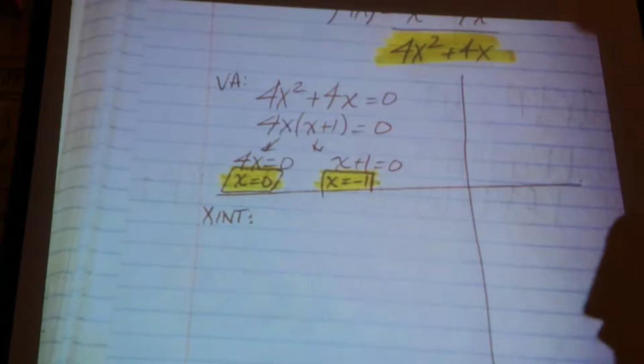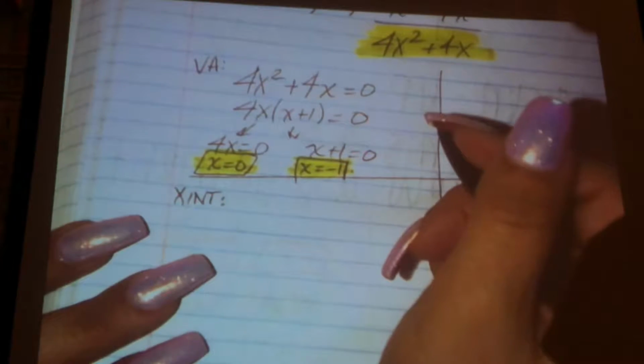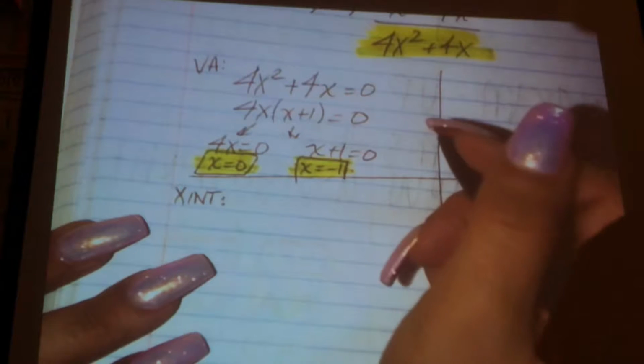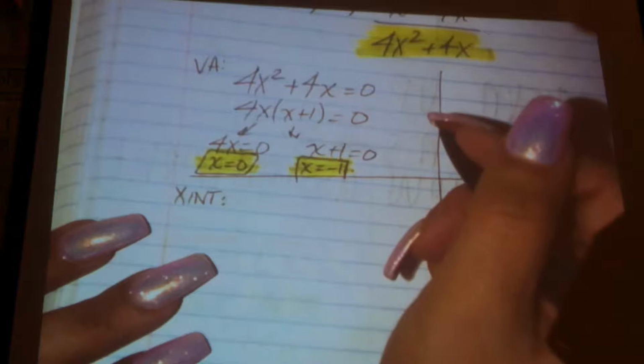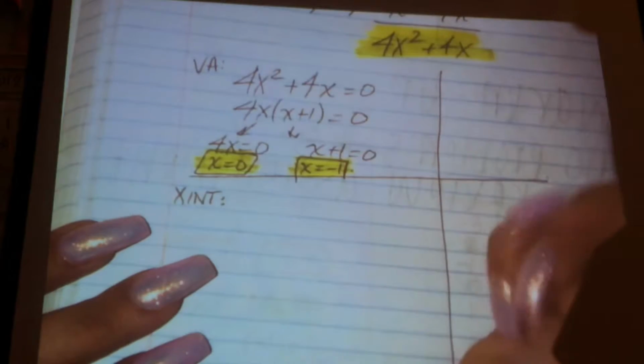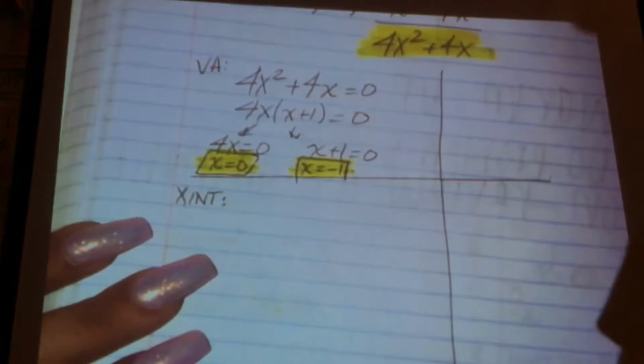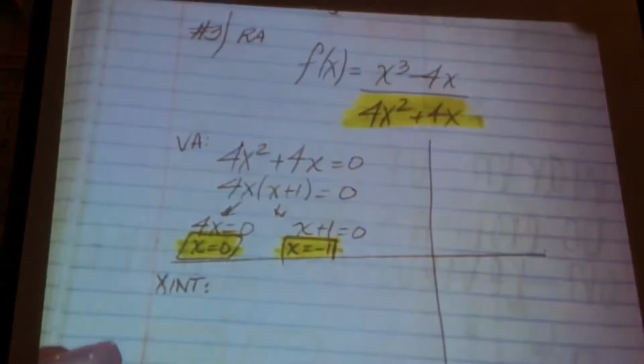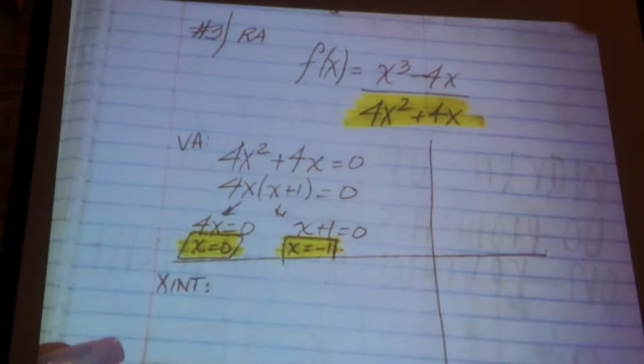That's pretty straightforward, all from what we've been doing the last few days. Actually, the last few months, FYI. Right? Factoring and setting it equal to 0. X-intercepts means you put what equal to 0 this time? The numerator is equal to 0.